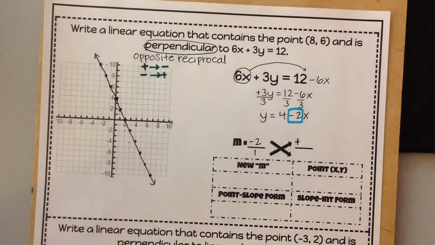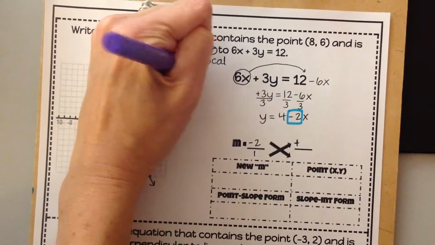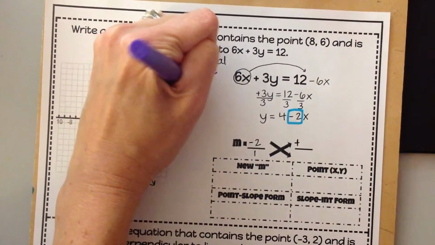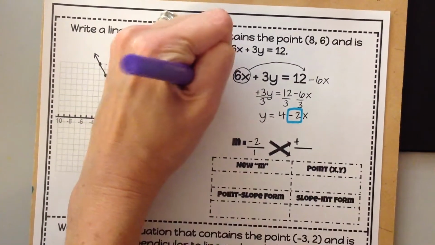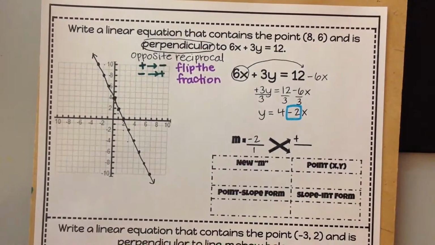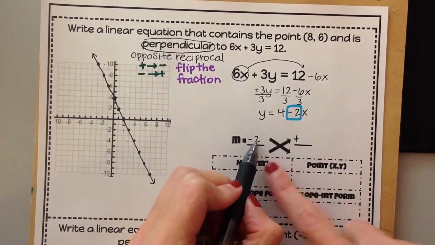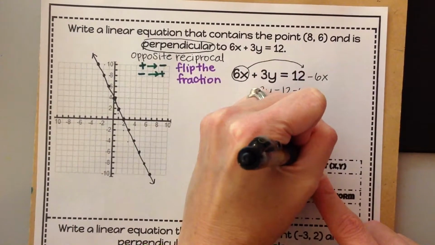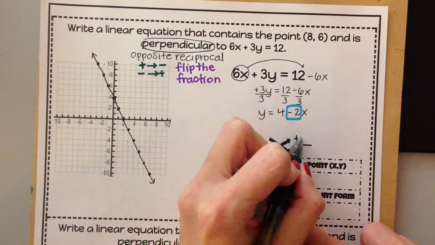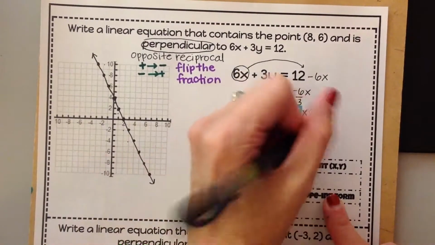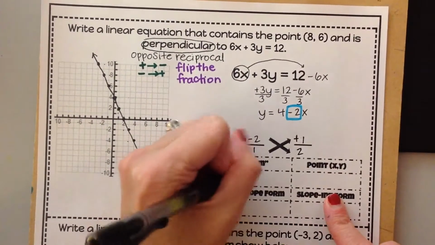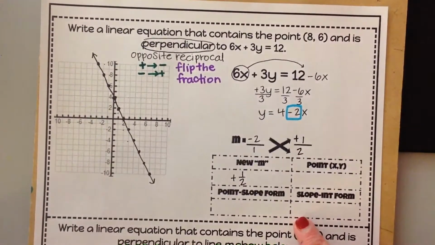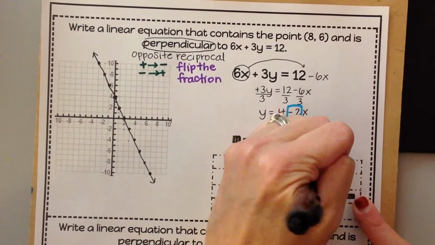Reciprocal means that you flip the fraction, which is why I chose to write my whole number slope as a fraction, because I knew I needed to flip it to make a perpendicular line. So my numerator, my top number, becomes my denominator, and my denominator becomes my numerator. So the bottom number goes to the top and becomes 1/2. So my new slope, positive 1/2, is the slope of my perpendicular line. I'm going to use my point (8, 6) that they gave me.